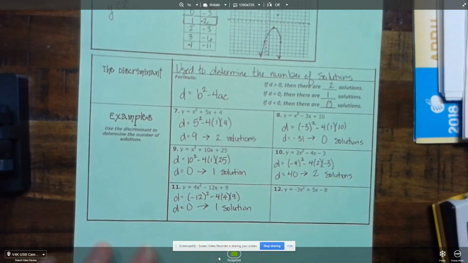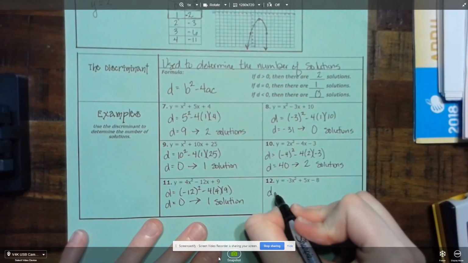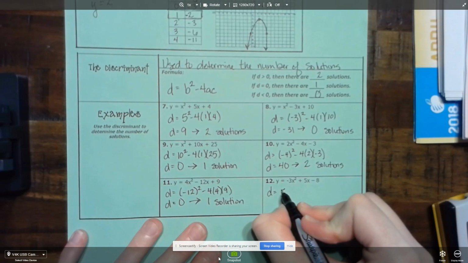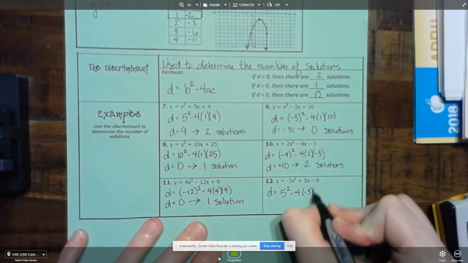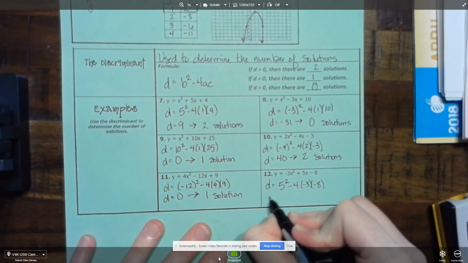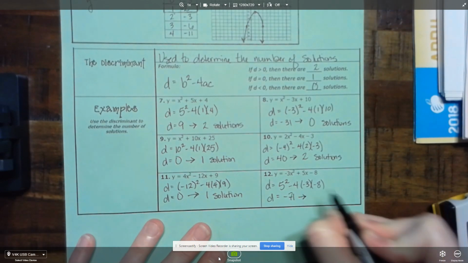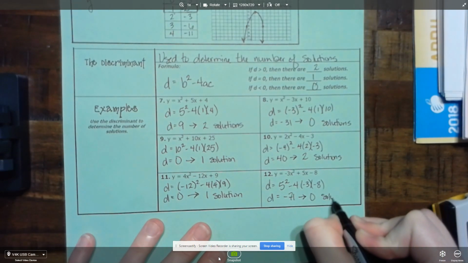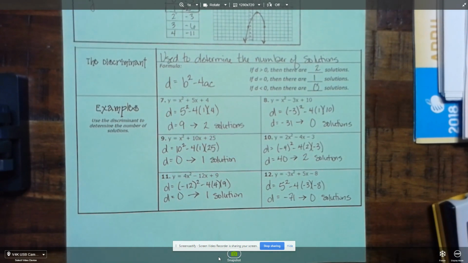So what this does is help you know how many x-intercepts you need to be looking for. All right, last one. So b squared minus 4 times a times c. Here I get negative 71, which is 0 solutions. So that's it for this video.